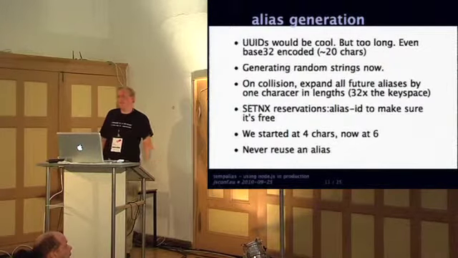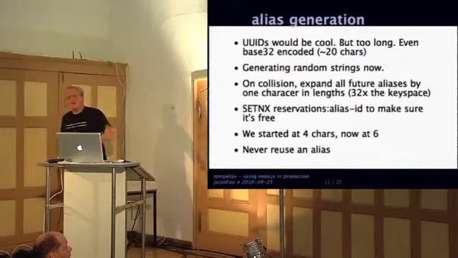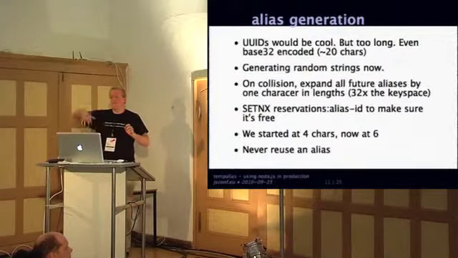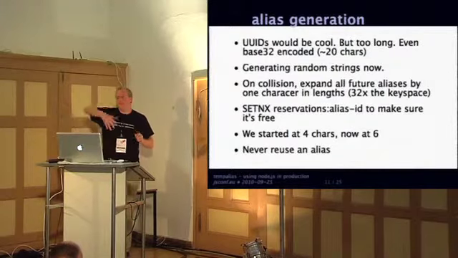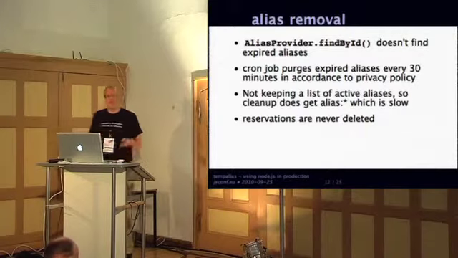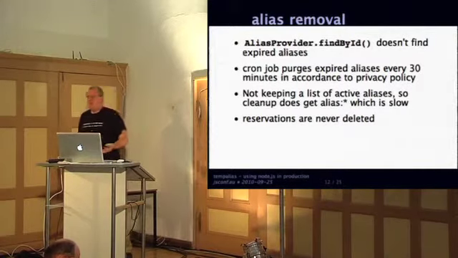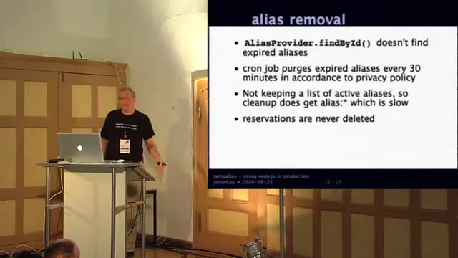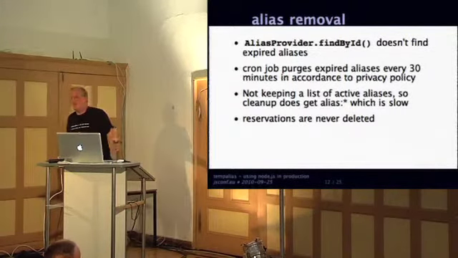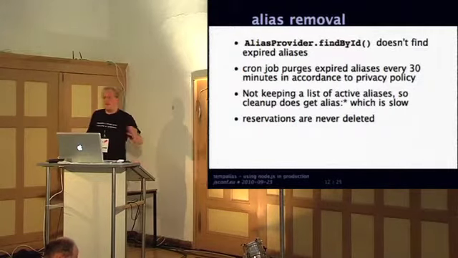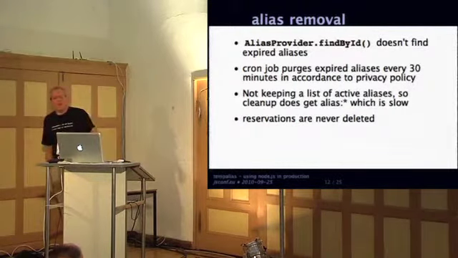And we never reuse an alias, so it's not possible that an email sent to one alias is then sent to another person after the first alias was invalidated. The removal is handled not immediately, but the code just doesn't find the alias if it's not valid. And the cron job, on the other hand, runs and purges the unused or expired aliases every 30 minutes.